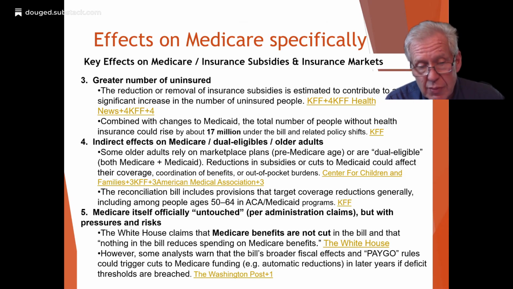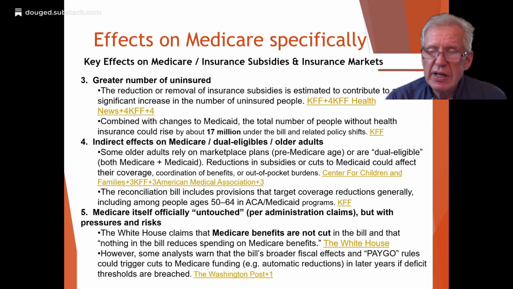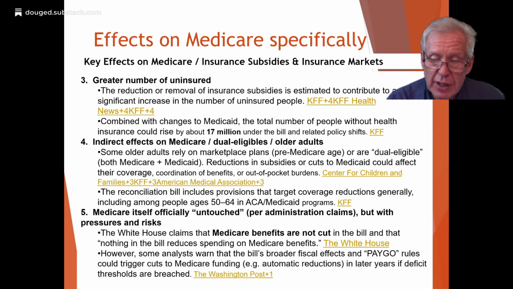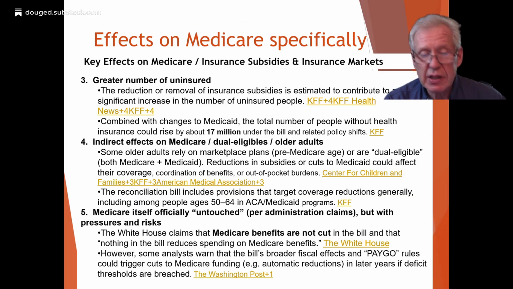The indirect effects in Medicare dual eligibles. Dual eligibles means people who have Medicare, but also, because they are in low income and Medicare doesn't cover every cost, have Medicaid to cover those costs not covered by Medicare. Reductions in subsidies or cuts to Medicaid could affect their coverage, coordination of benefits, and their out-of-pocket burden. And finally, Medicare itself officially is untouched, but with pressures and risks.